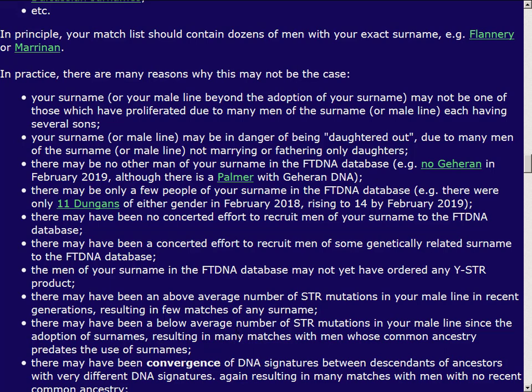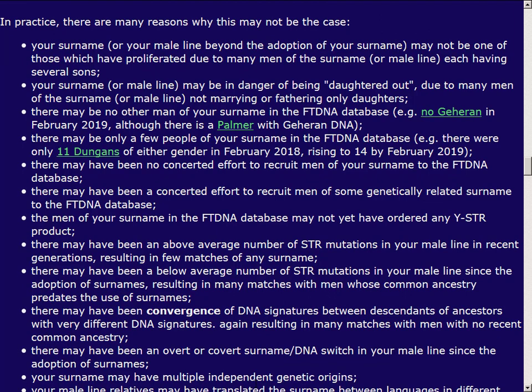Or you may come from a line with very few mutations since the adoption of surnames, so you might still be only 4 out of 37 away from a man with a completely different surname and 1,000 or more years back to the common ancestor. Or you could suffer from what's called convergence. You can have two men who lived 2,000 years ago with very different DNA signatures, but the mutations in their descendants have brought the descendants much closer than the ancestors were, and that will give you spurious matches.